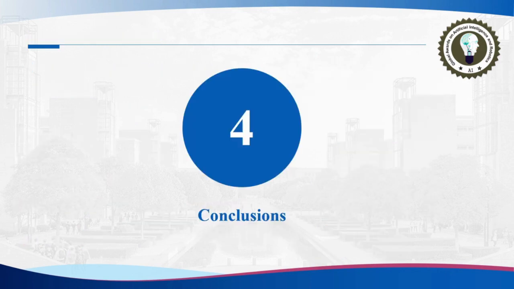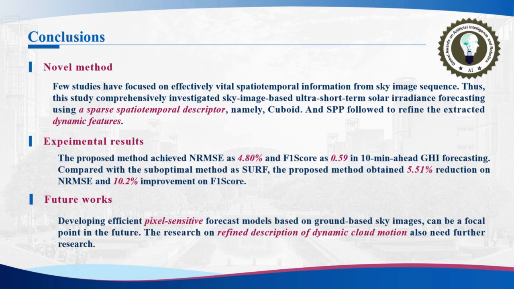The last part is the conclusion. In this study, we propose a novel method because few studies have focused on effectively harvesting vital spatiotemporal information from sky image sequences. Thus, this study comprehensively investigated sky image-based ultra-short-term solar irradiance forecasting by proposing a sparse spatiotemporal descriptor, namely cuboid, and spatial parameter pooling is also followed to refine the extracted dynamic features.